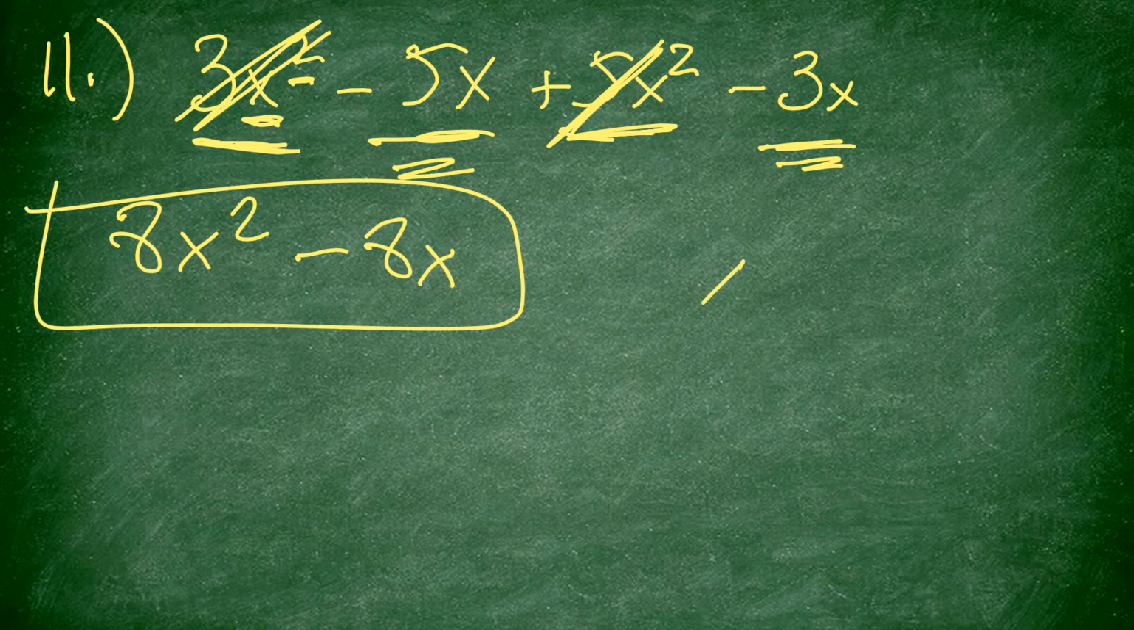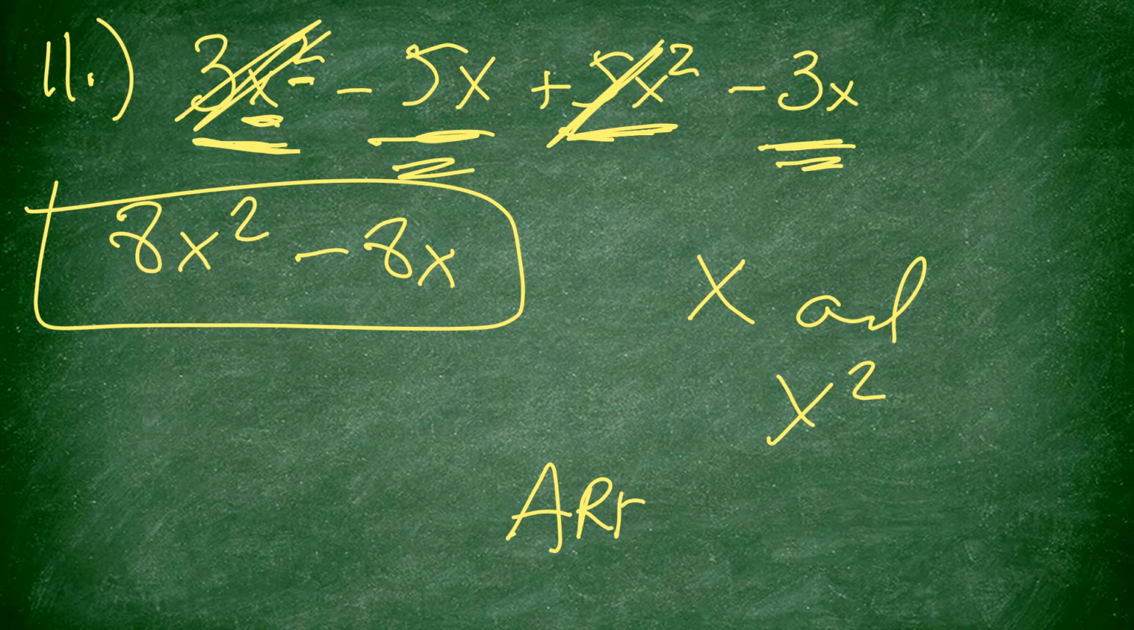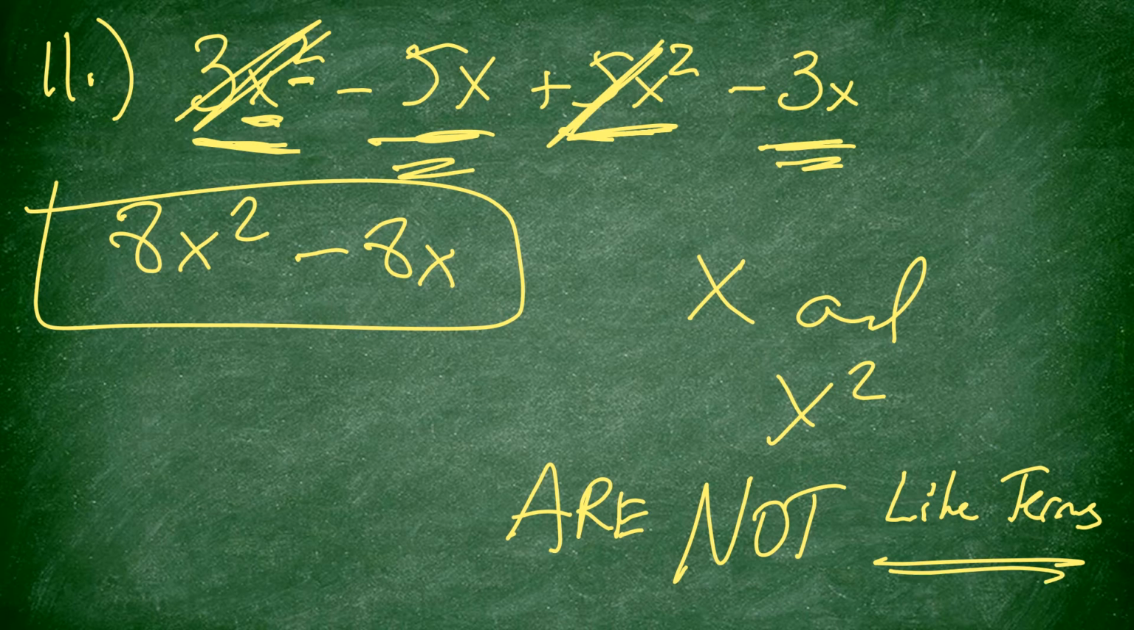Final answer. x and x squared are not like terms. They can never be combined. All right? They are not like terms.